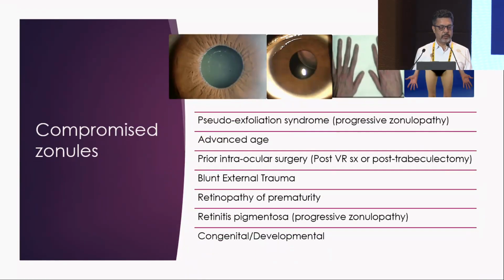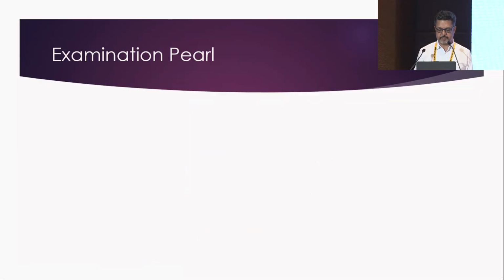So the subluxated cataract, we all know, we will not go into the basic anatomy and everything. The compromised zonules, mostly we get it most commonly in trauma and pseudoexfoliation syndrome. And in trauma, you get a localized zonulopathy, and in pseudoexfoliation or Marfan syndrome, or retinitis pigmentosa, you get a progressive zonulopathy. Advanced age is another risk factor. Prior intraocular surgery, where it's a post-VR surgery or post any kind of surgery, you should be very suspicious about the zonules, and then we have congenital and developmental causes.